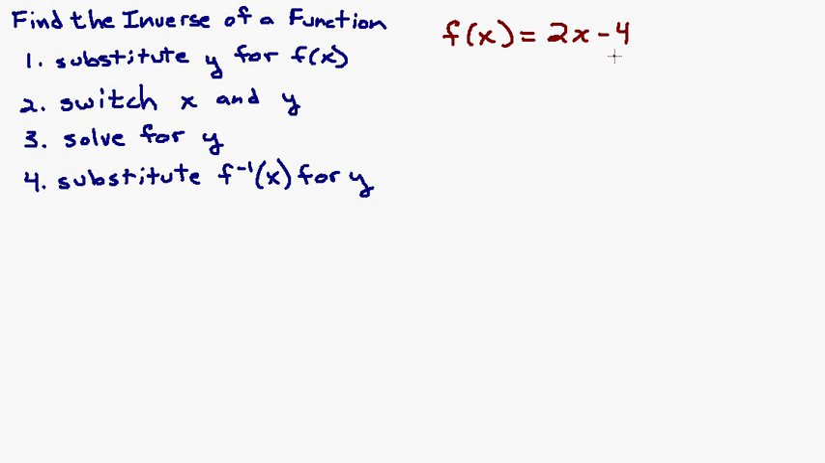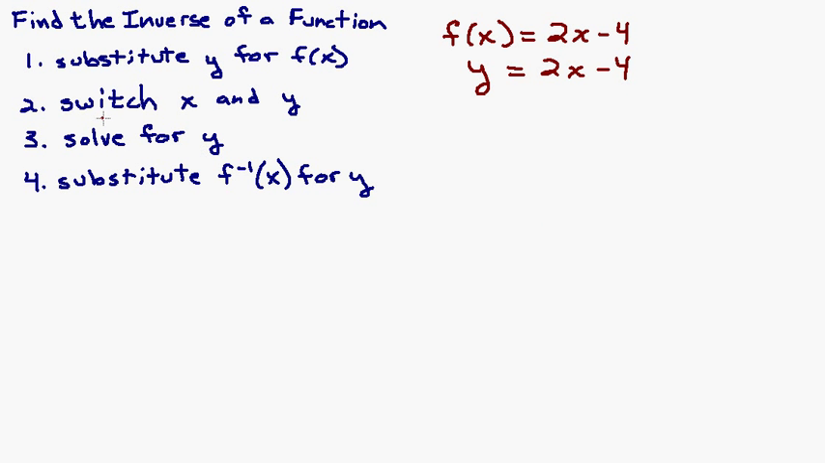Not all functions have inverses. It has to pass both the horizontal and the vertical line test to have an inverse. And we're going to look at a graph of this after we get the equation. So what we want to find is the inverse of 2x minus 4. So step number 1, we're going to substitute y for f of x. That's an easy step.